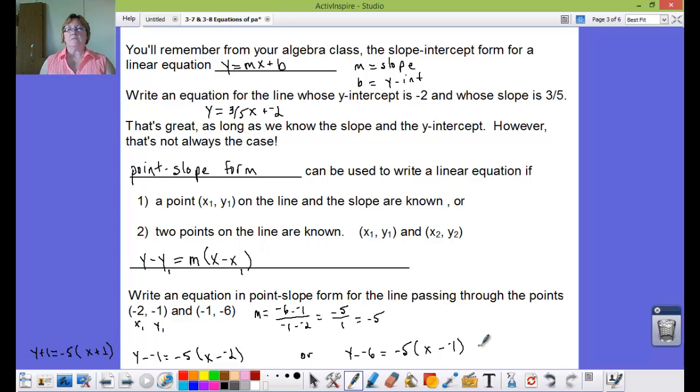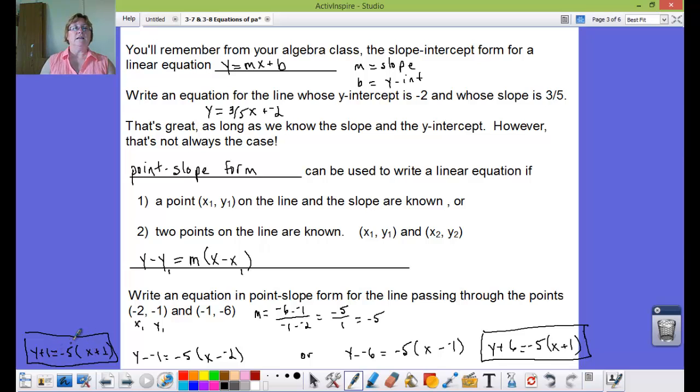If you use the second point, as I did here, the final result would be y plus 6 equals -5 times x plus 1. Both of those are okay. Those are both the equations in point slope form for what we're given, and you'll notice that we came up with 2 things that look different. They have the same value, folks. They have to, because we're talking about the same line. So if you did the distribution, multiplied it out, and simplified, you would find that those 2 are identical.